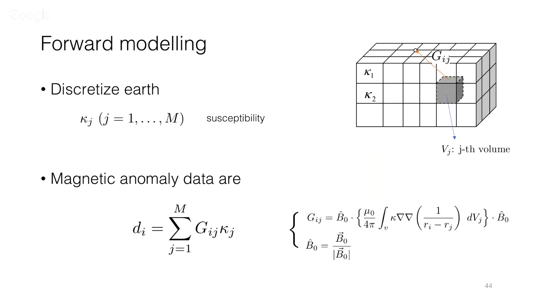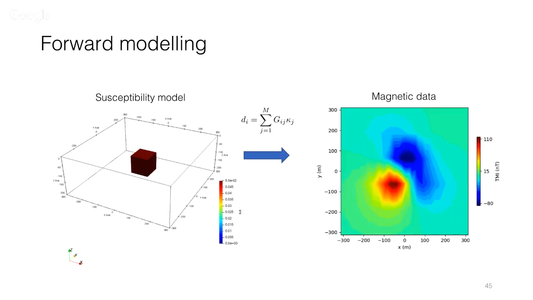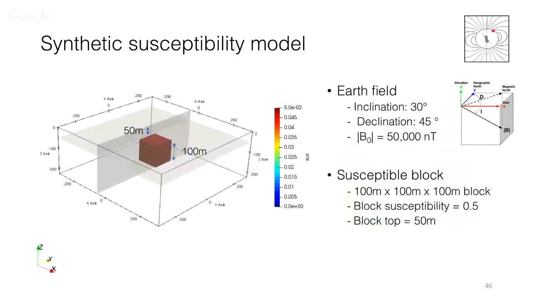it's a magnetic problem. So we've got susceptibility, and here's our data. And for our example, we're going to use a block that's buried 50 meters below the surface, and it's 100 meters in each direction, and it's got a susceptibility of 0.05.